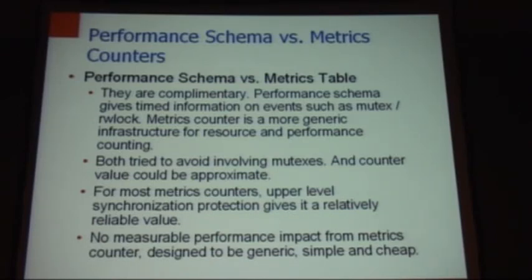And for the metrics counter, most of them are protected by an upper-level mutex. So for all those counters you added, about 99%, there is already some mutex in there. So there won't be any conflicts. So again, there's no measurable performance impact from metrics counter. Designed to be generic, simple, and cheap.